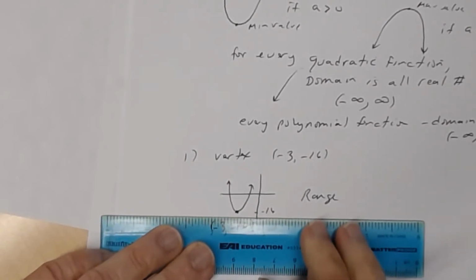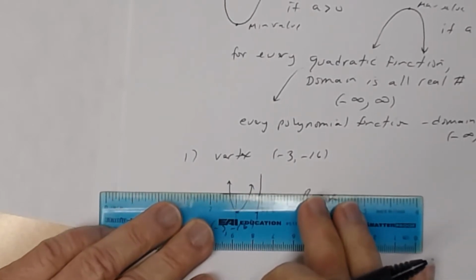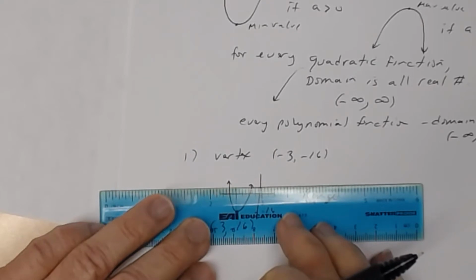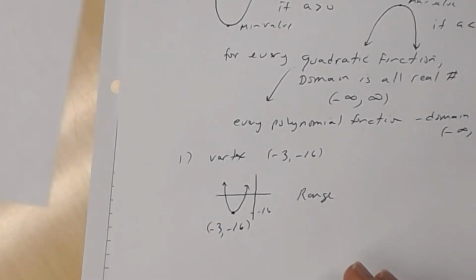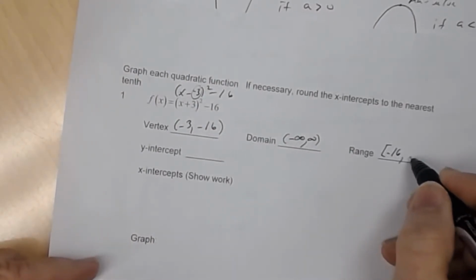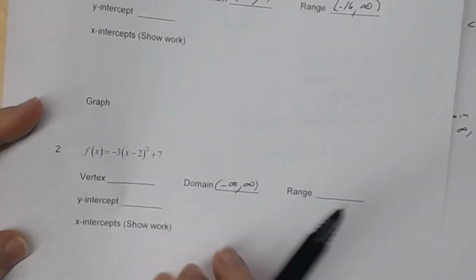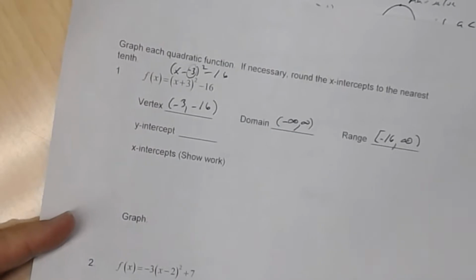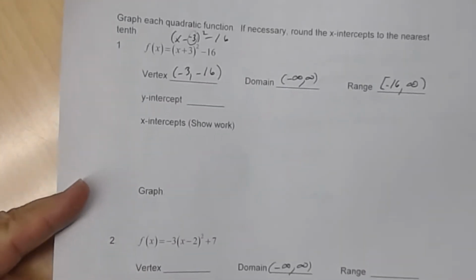So you're going from -16 all the way, and there's no maximum because of these arrows, it keeps on going all the way to infinity. So your range is bracket -16 to infinity. All right, and we could do the same thing in this case, but we'll come to that in a little while. So that's your range, from -16 to infinity.